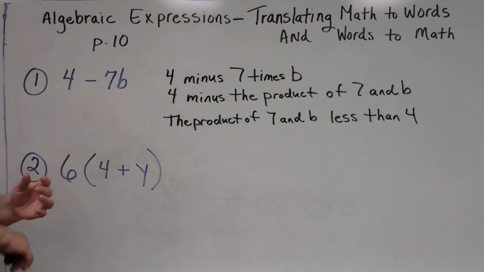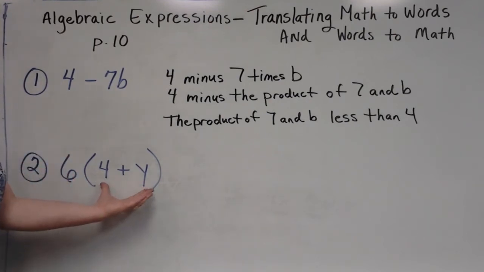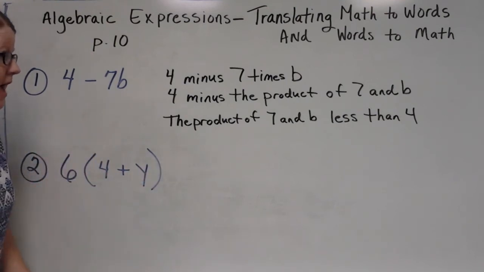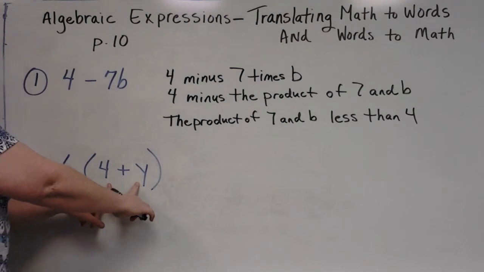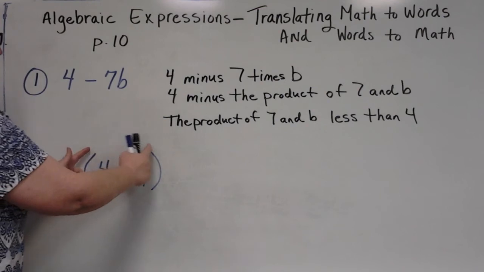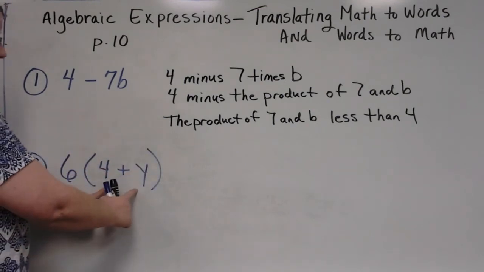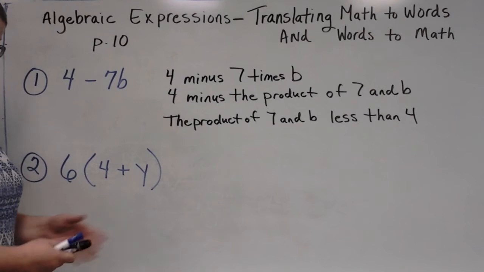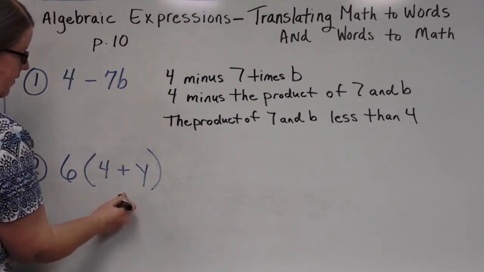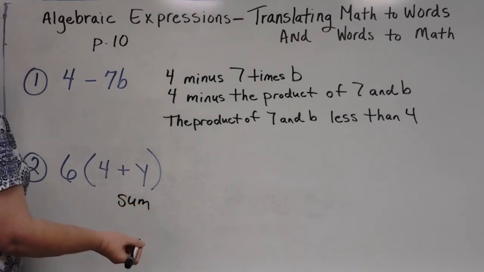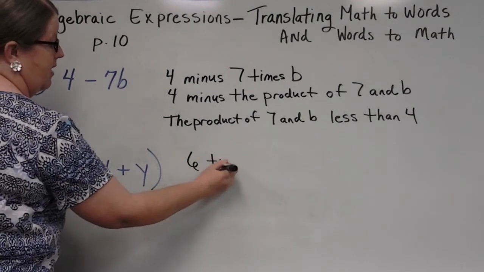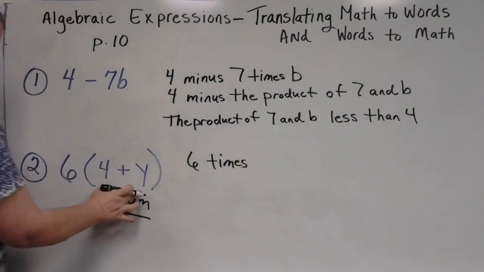Now, if we said the sum of 4 and y, wouldn't that imply parentheses? Wouldn't it show that those two things are added together? When you add these two things together, don't you call the answer the sum? So when you see parentheses and you have two things that are adding, you want to use the word sum, because the answer when you do that would be the sum, wouldn't it? So we're going to use sum in this one, and we're going to say 6 times the sum.